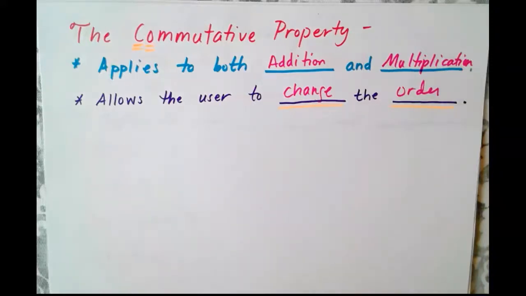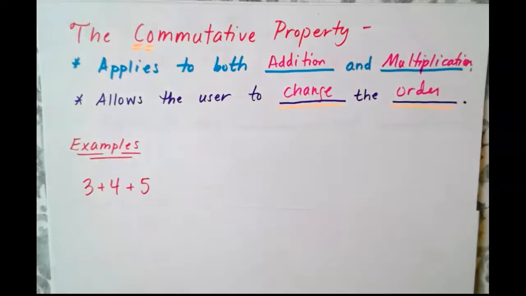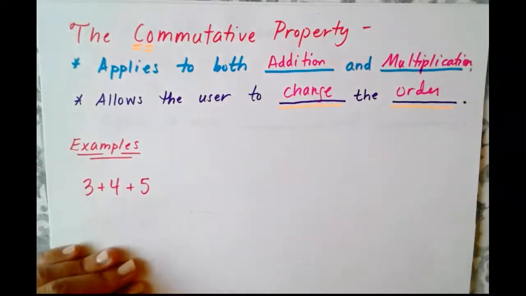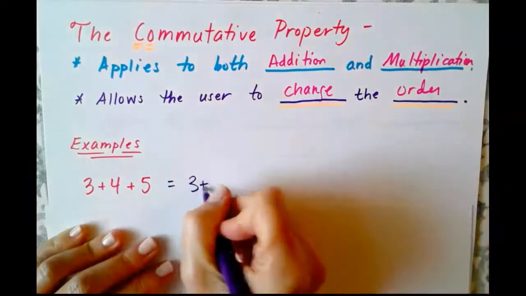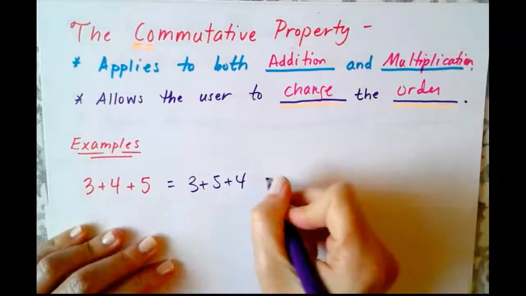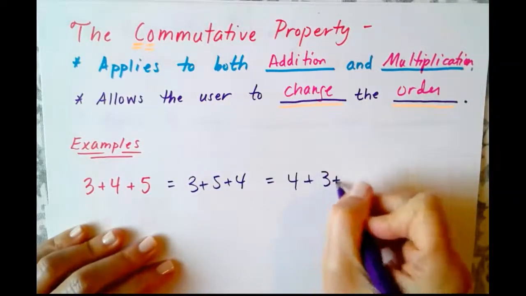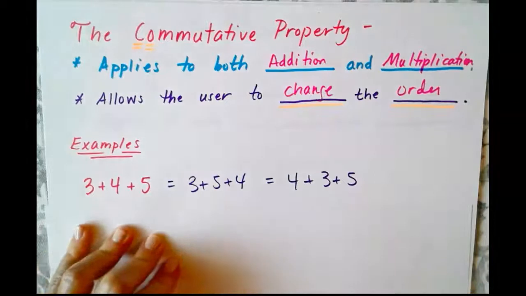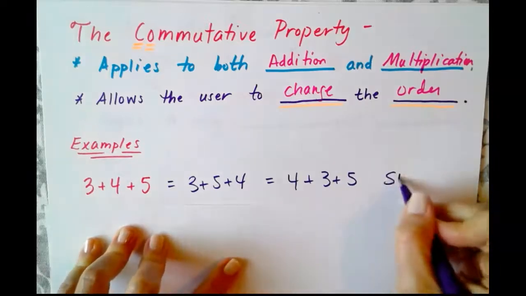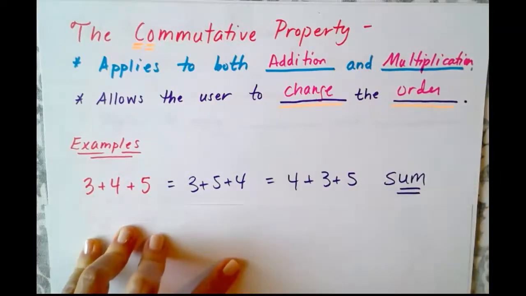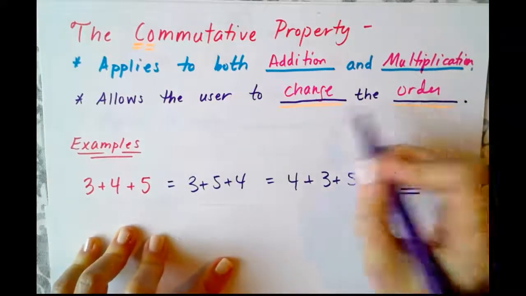Let's see some examples. So, obviously, 3 plus 4 plus 5 could easily be rewritten as 3 plus 5 plus 4, or 4 plus 3 plus 5. There's 6 different ways that we could arrange 3 plus 4 plus 5, and it still represents exactly the same sum. The sum will not change. It's going to be 12 no matter how we change the order.